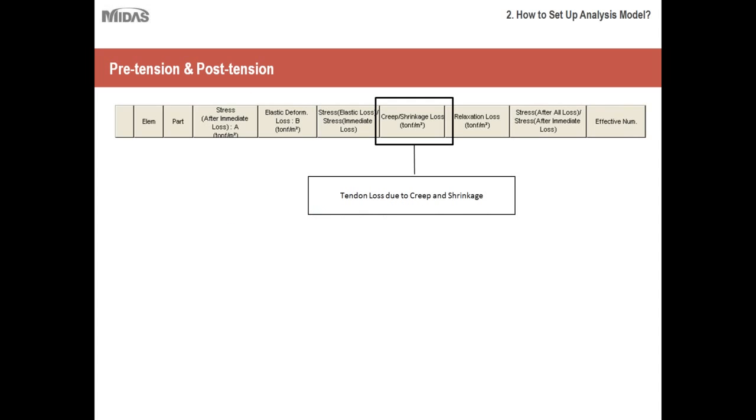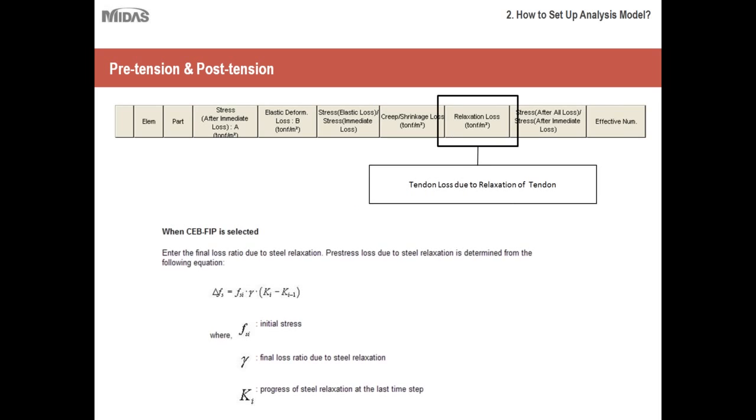Then creep and shrinkage loss. This is highly dependent upon the code and the practices that you are applying to assess the material behavior. If you are using AASHTO, ACI standards, or CEB-FIP, depending upon that, there are different formulae. That information would be too much elaboration, so I have skipped it here. We can definitely discuss this particular aspect in more detail at a later time.